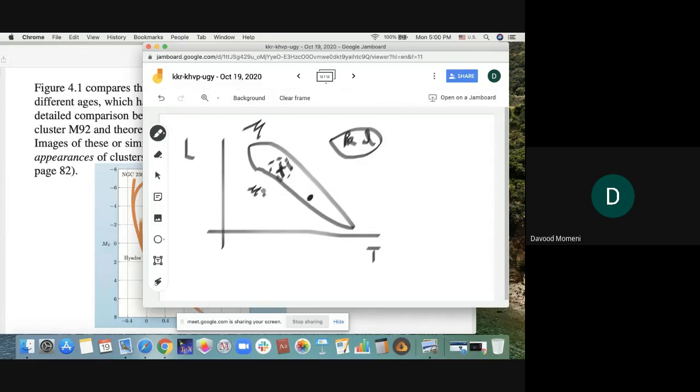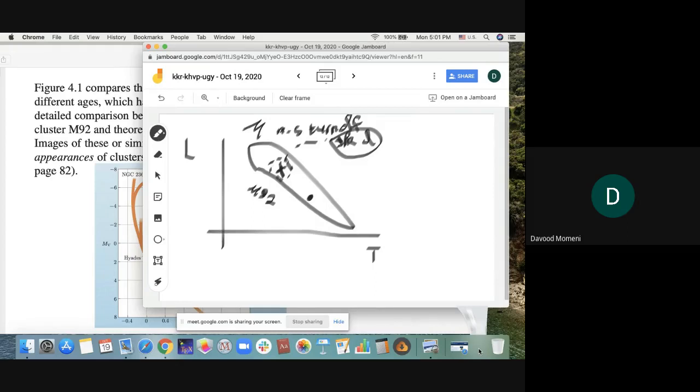M92, for example, is the name of one of the clusters in the main sequence, which have almost the same mass. So if you know this mass, then you can estimate the age at which this cluster turns to the red giant. This is called the MS turn off. MS turn off is the time which a cluster in the main sequence needs to leave the main sequence and turn to the red giant.